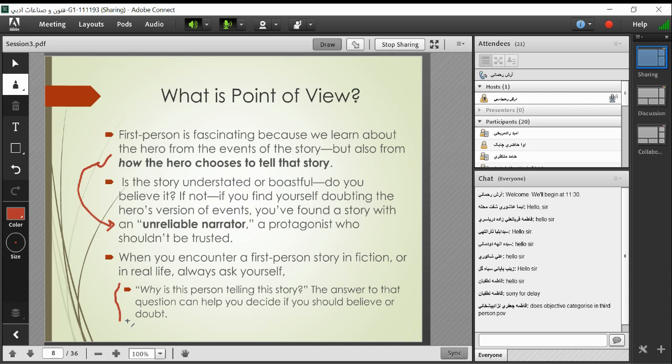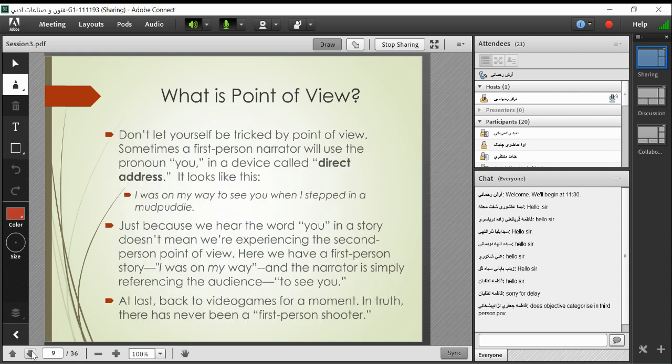Now, obviously, we have to ask this question: why is he telling us about the murder? Is he trying to acquit himself, to justify what he did, or is he trying to confess? Well, in that case, depending on whether you trust what he says or you don't trust what he says, your interpretation of this story might be completely different.